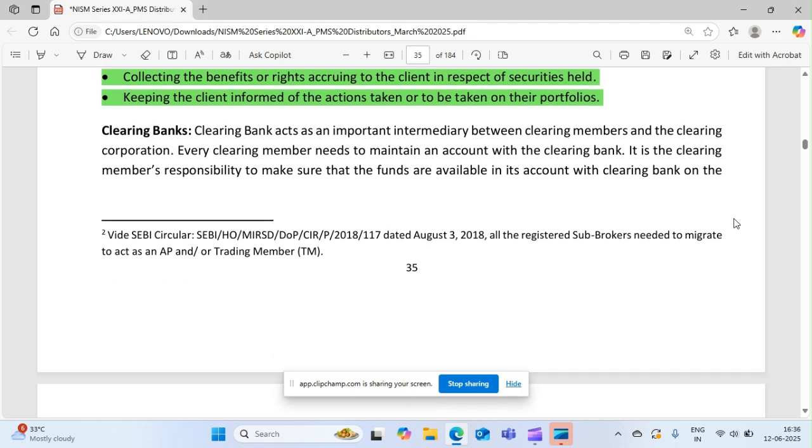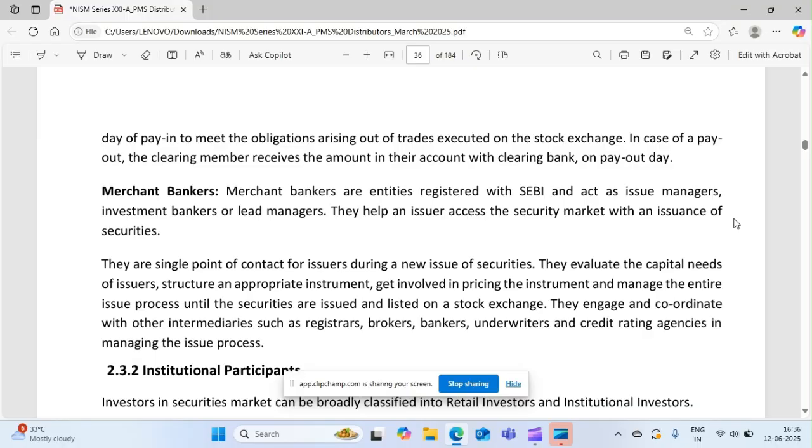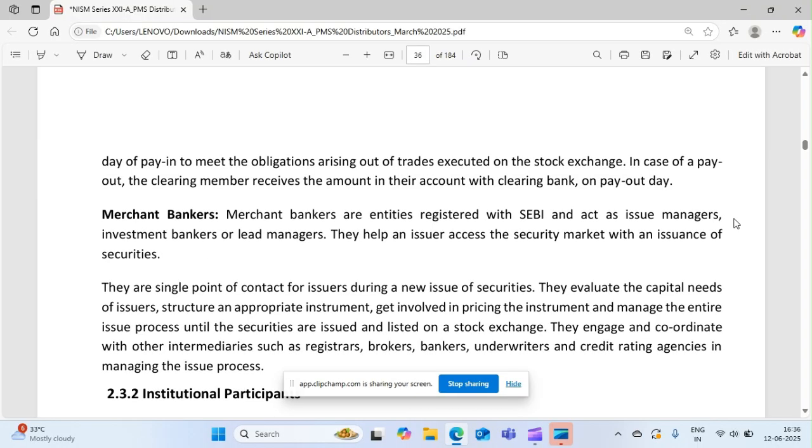Basically, they are authorized by the clearing corporation. They don't open accounts because they are anyway banks, right? But they are authorized by the clearing corporation, and they act as the clearing member. They take care of the fund side of the transaction. So the security side of the transaction is taken by the depository and depository participant, and the fund side is taken by the clearing banks.